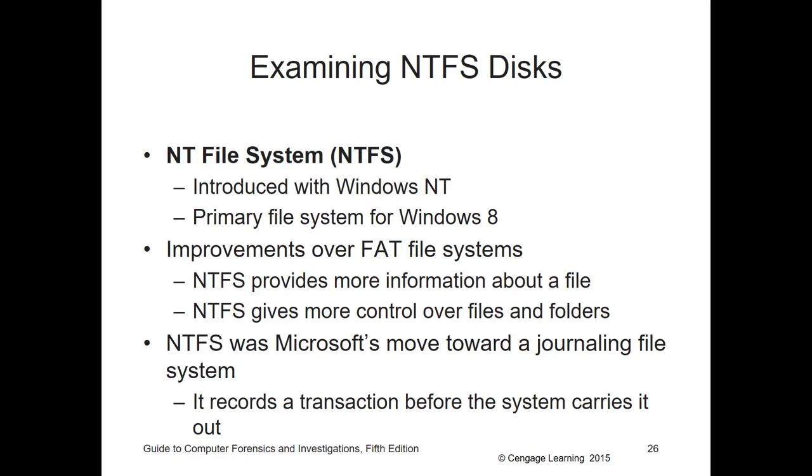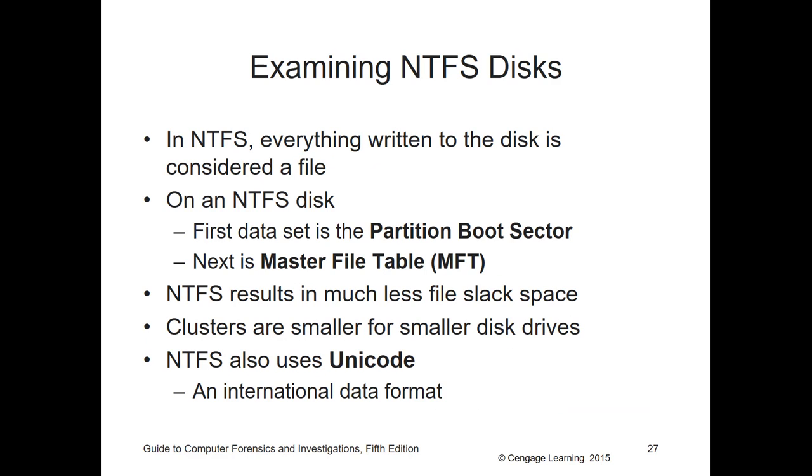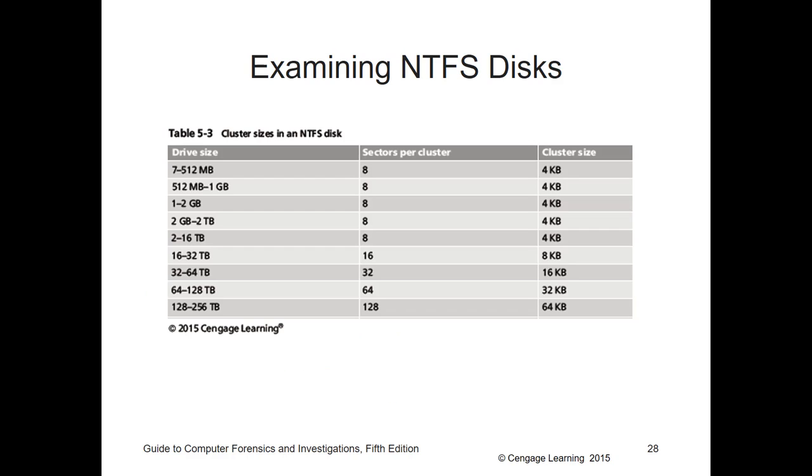So we're looking at examining our NTFS. First, the data set is in the partition's boot sector, and next is the master file table. That's how it's organized. NTFS results in much less slack space because clusters are smaller for smaller disk drives. It also uses Unicode, and that's an international standard. The cluster size you're going to see is going to be 4K.